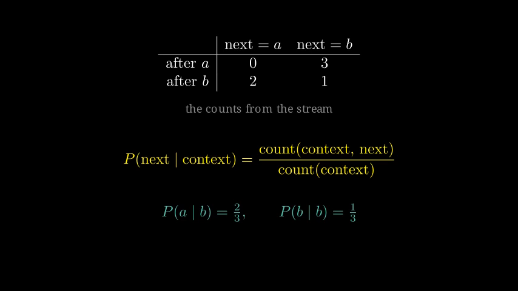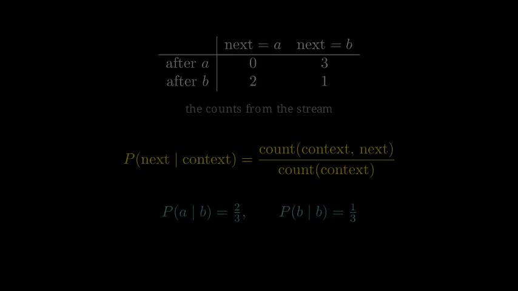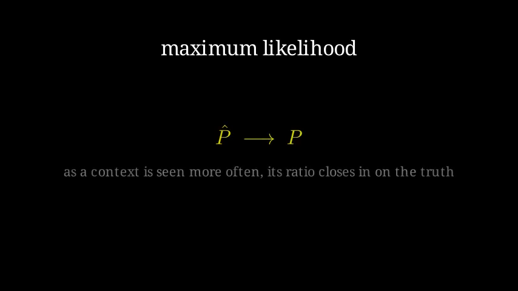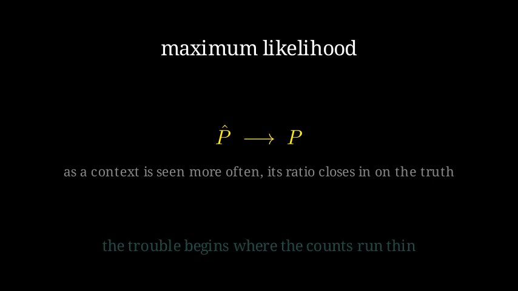That ratio, the count of the pair over the count of the context, is called the maximum likelihood estimate. Why call it maximum likelihood? Because of all the ways you could set those probabilities, this ratio is the one that makes the data you actually saw as likely as possible. And it has a lovely property. When a context appears often, its ratio settles down and closes in on the true probability behind the stream. This is just the law of large numbers doing its quiet work.